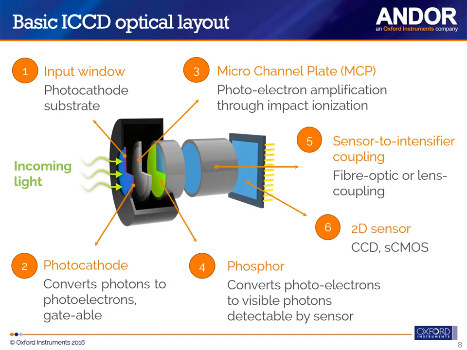Finally, the last element here is the sensor, a 2D sensor, and typically a CCD, an sCMOS. As well, you can find some interline CCDs or even EMCCDs to do the collection of the image or the spectrum.